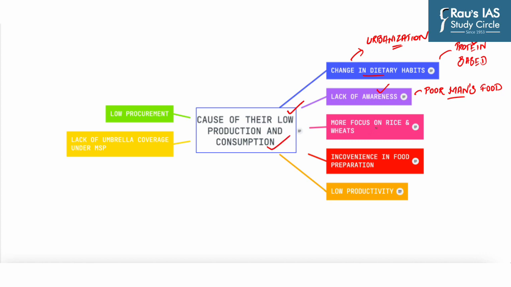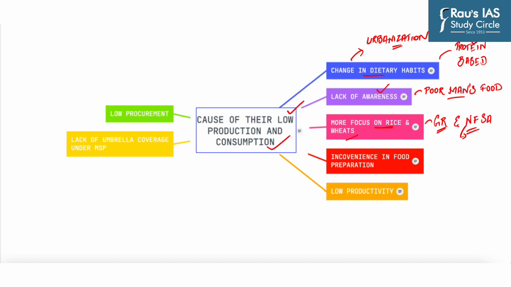Next challenge is more focus on rice and wheat. How? Owing to the Green Revolution and the National Food Security Act 2013, two-thirds of India's population receive up to 5 kg of wheat or rice per person per month at rupees 2 and rupees 3 per kg respectively. So this tilts the scales against millets.